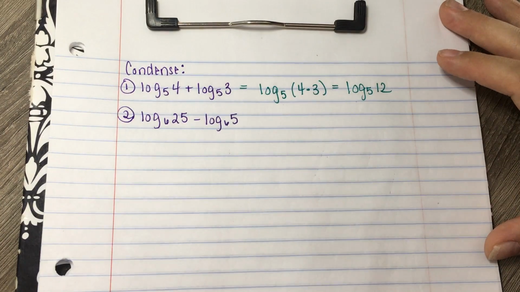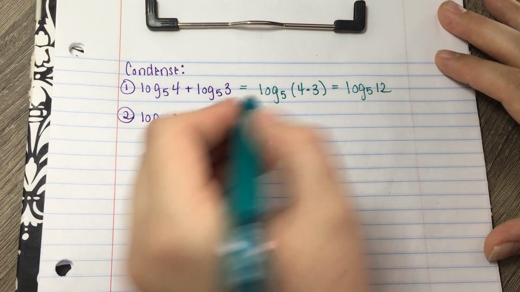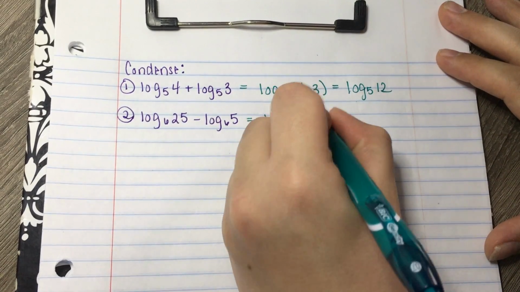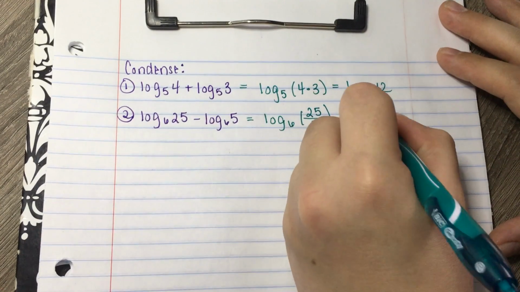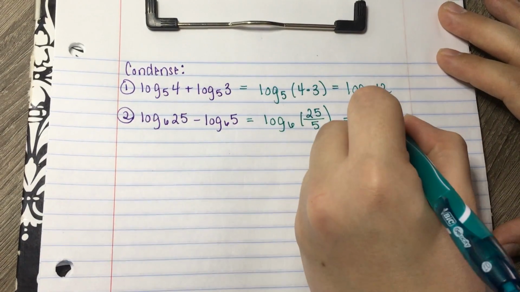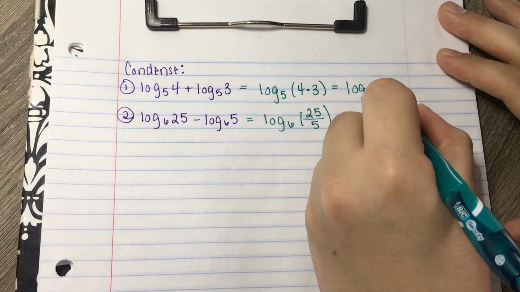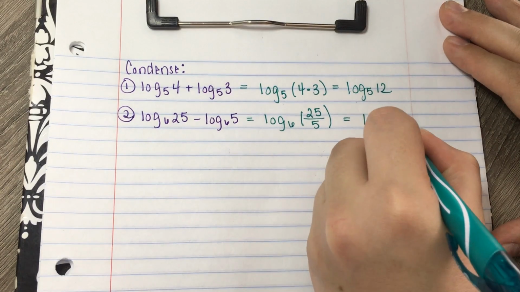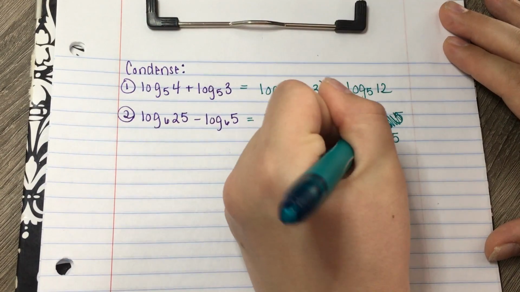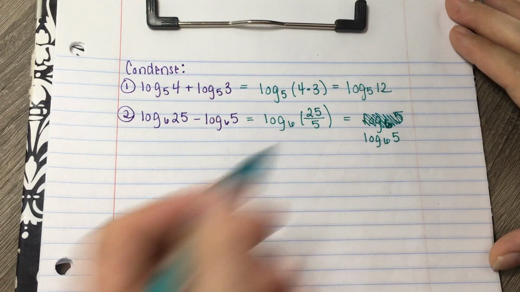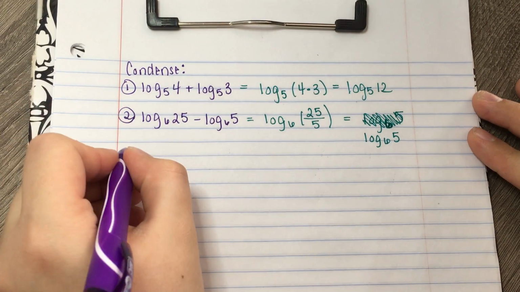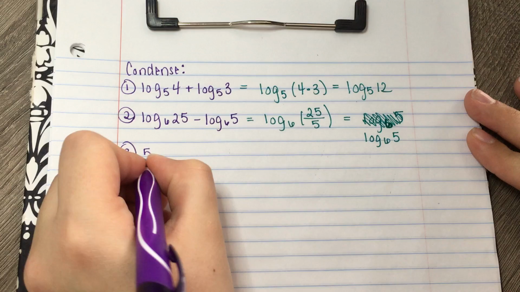All right, now we're going to be condensing for number 2. I see subtraction with 2 logs, so we're going to go to division with 1 log. And then now 25 over 5 is equal to 5. So we have log base 6 of 5. And then same thing like the last one, I can't evaluate that without a calculator, so we're just going to leave that as is.